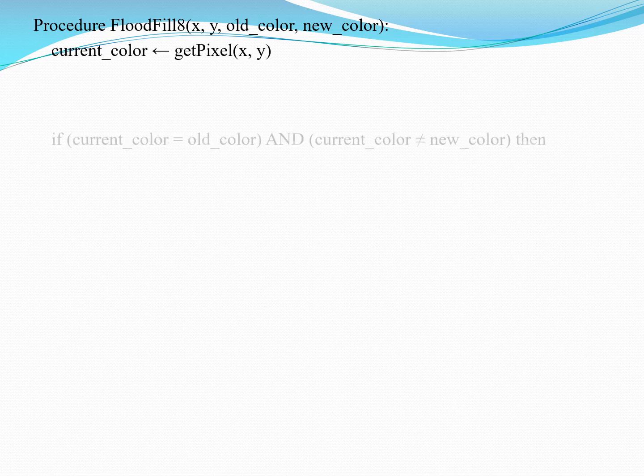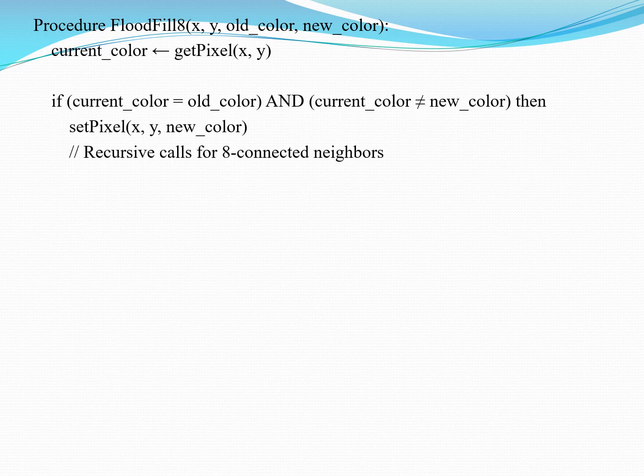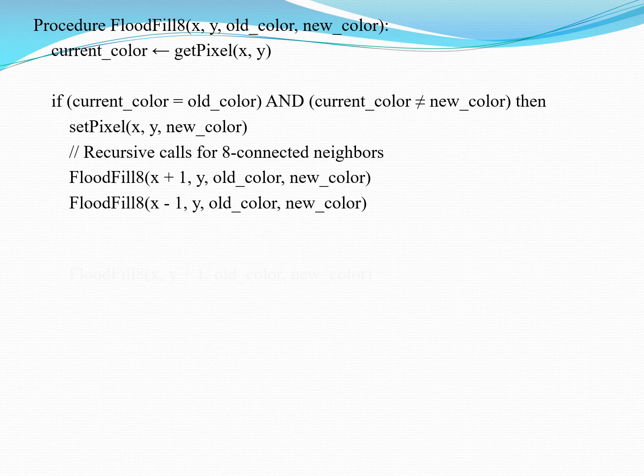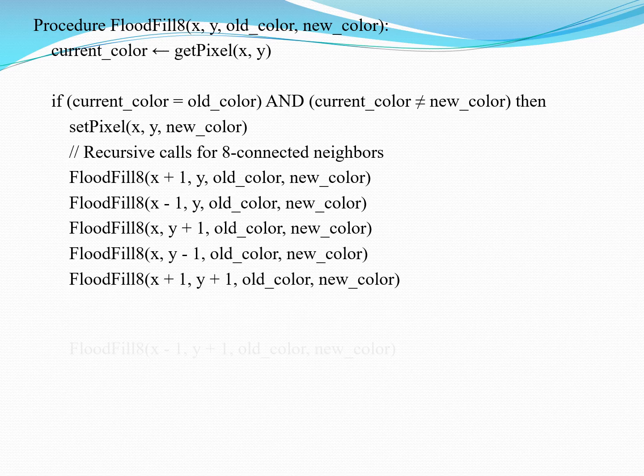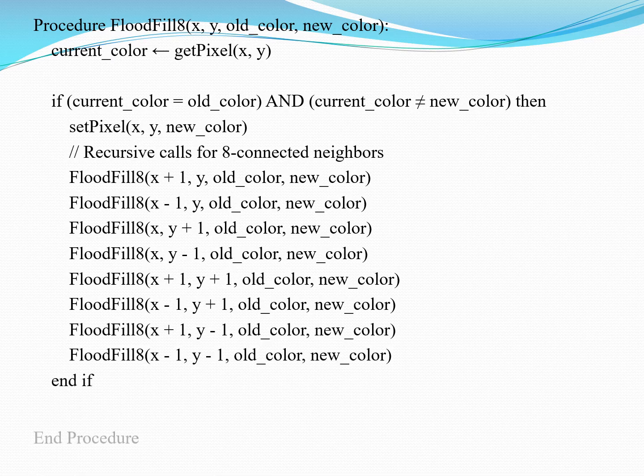Similarly, for 8 connected we check 8 coordinates, that is x plus 1, y; x minus 1, y; x, y plus 1, with old color and new color. This continues with the 8 neighbors. Okay, that is the procedure. I hope these seed fill algorithms are clear to everyone. If not, I will give the difference between the boundary fill and the flood fill in the next video. Thank you.